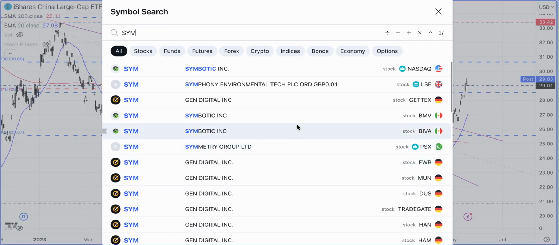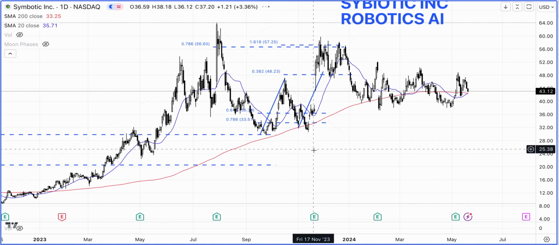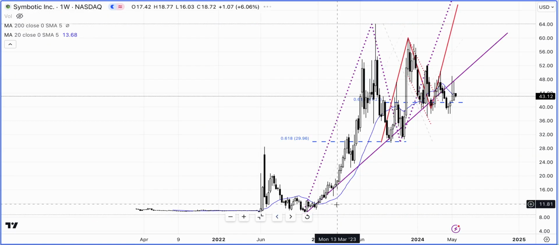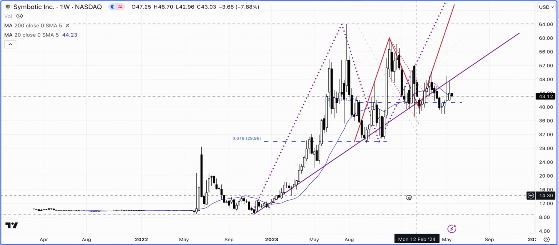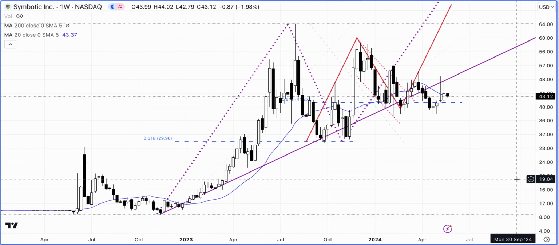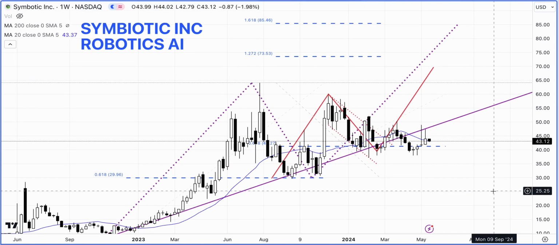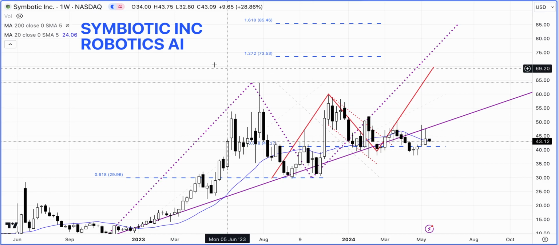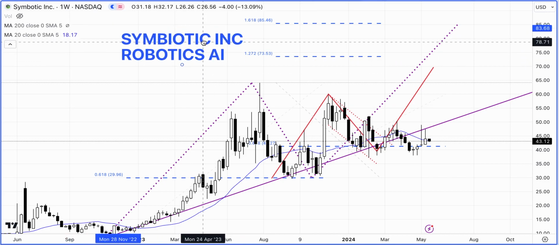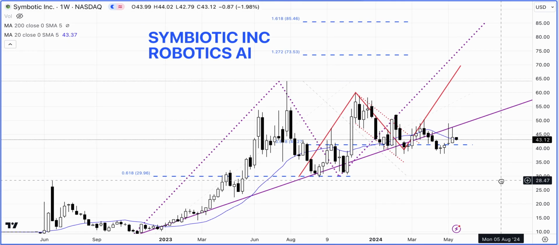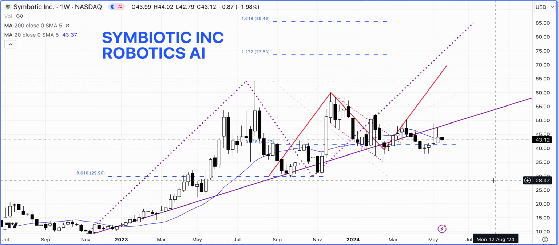Let's take a look at the Symbiotic. We have not had a chance to look at this for quite some time. Here we go. The Symbiotic stock is AI related, but robotics. They build artificial intelligence with regards to robots, which could help in manufacturing, the kind of things that Amazon might use in their warehouses, for example.